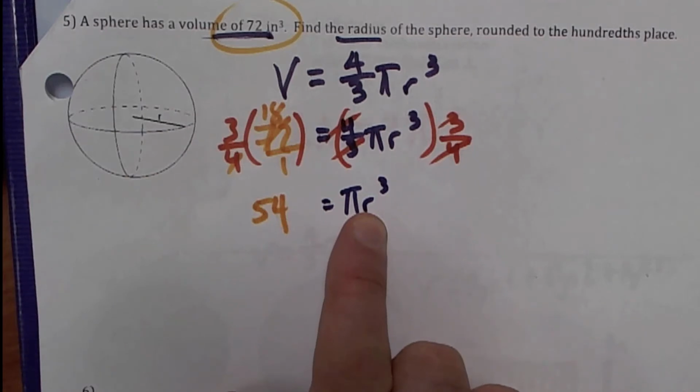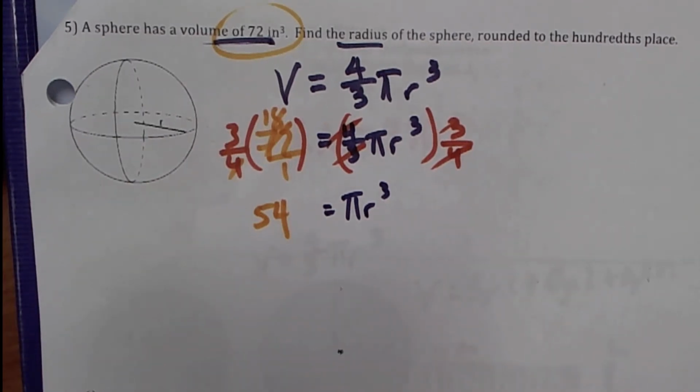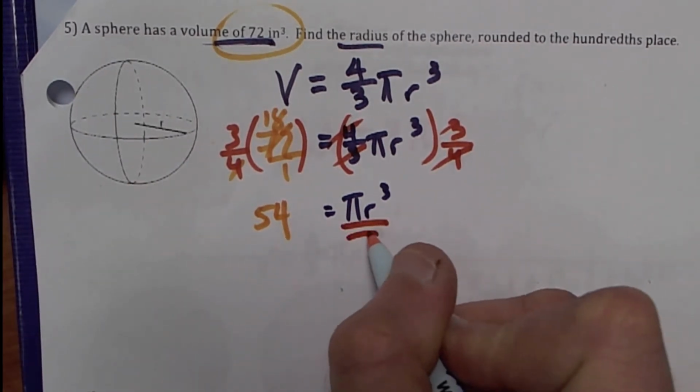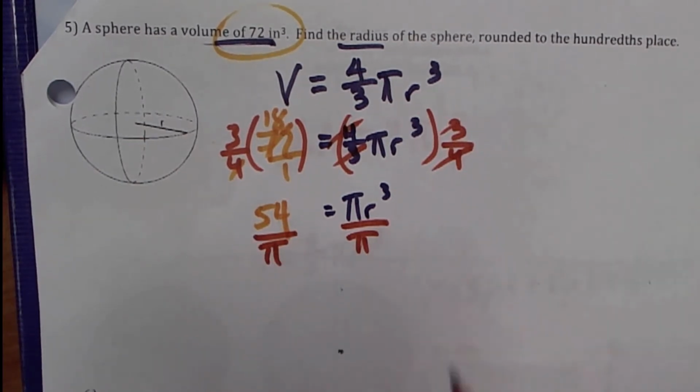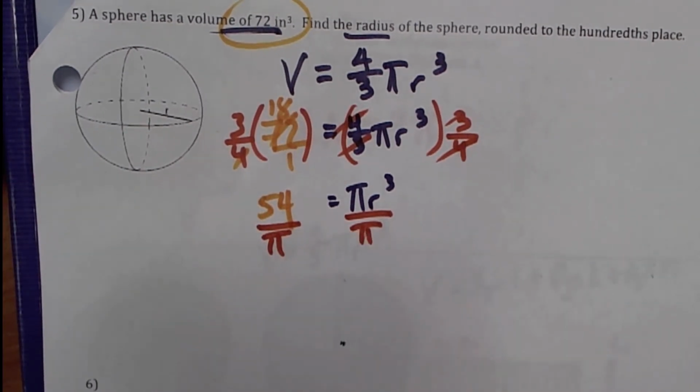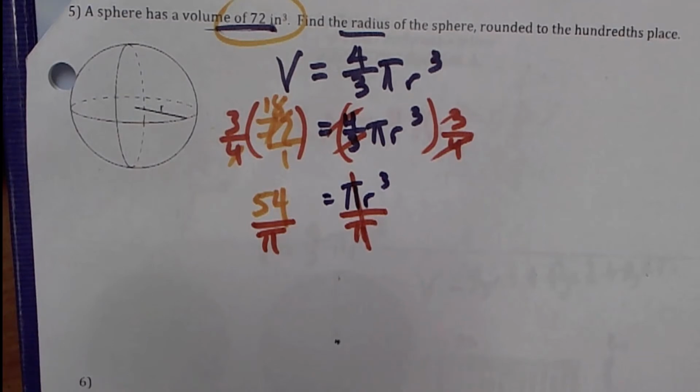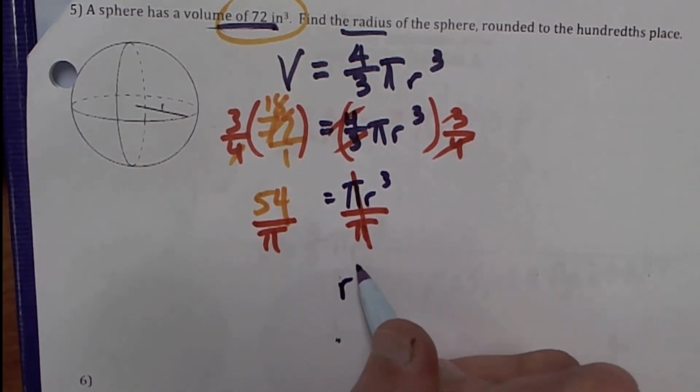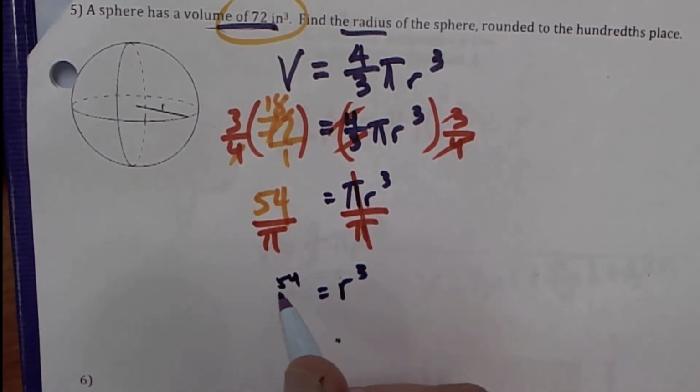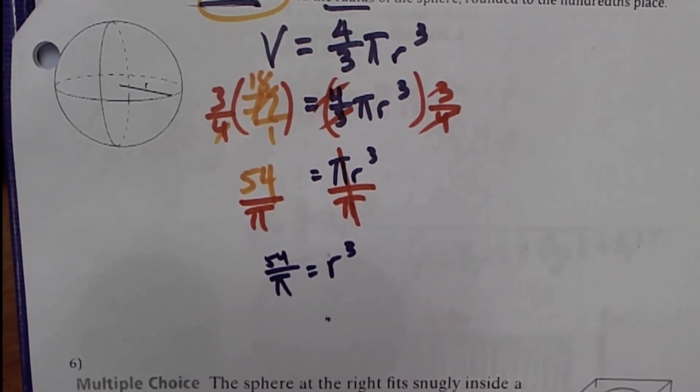So how do I get this r by itself? Still have to clear out the pi. So let's go ahead and divide both sides by pi. That's just a number, right? 3.1415. So divide both sides by pi. So I'm left with r cubed equals 54 over pi.